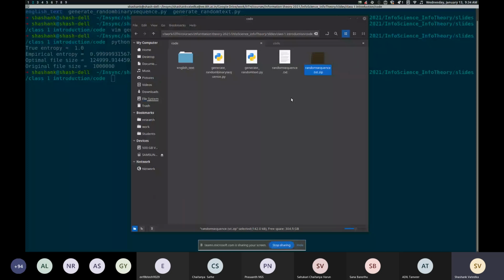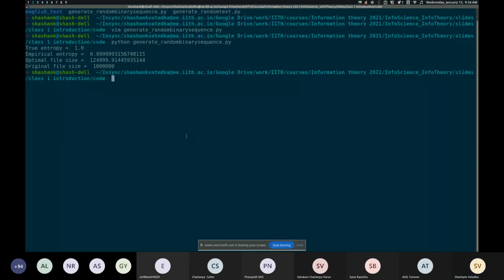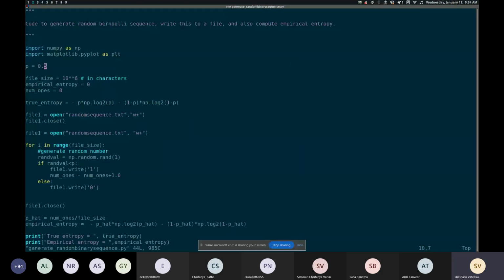Now let's change some of the parameters. Let's change this 0.5 to maybe 0.005.